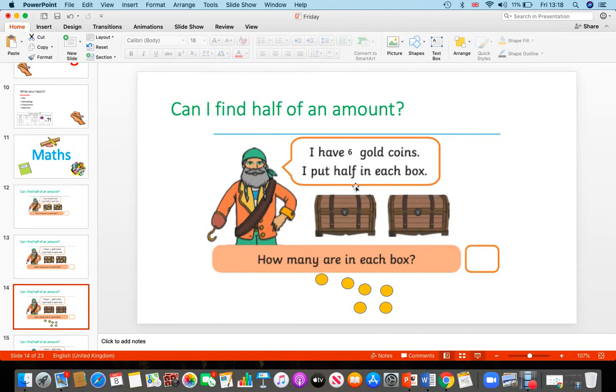So I have 6 gold coins, which I've put here, and I'm going to put half in each box. So 1, 1. If you're ever doing this at home, you can remember you can use anything and you can just put them to 2 different sides, make 2 different groups.